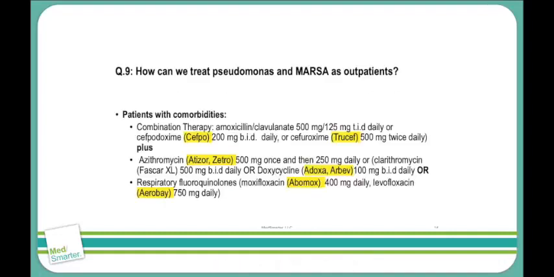How can we treat MRSA and these? So now for patients with comorbidities, combination therapy is given: amoxicillin-clavulanate like Augmentin, or cefpodoxime, or cefuroxime, plus we need to give them azithromycin, or we can give them clarithromycin, or we can give them doxycycline if a patient has contraindications, or we can give them respiratory quinolones. So these are the combinations that we can give them.